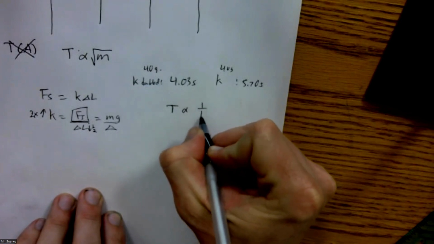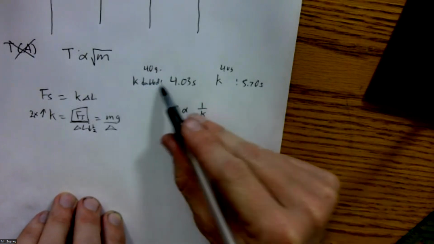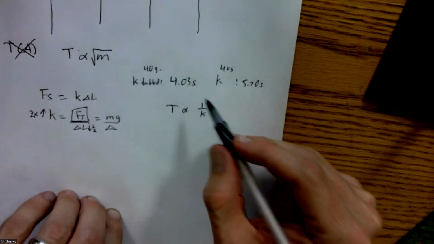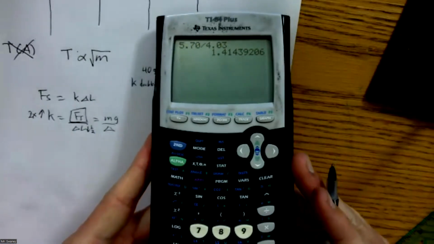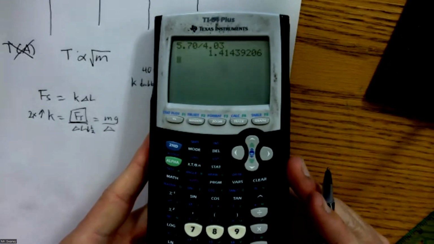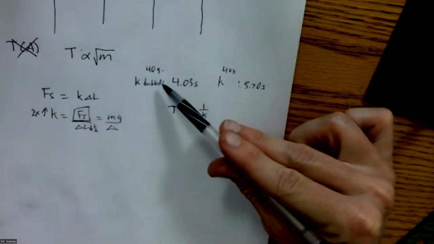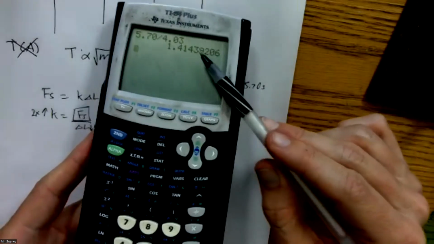So there must be some sort of inverse relationship. So is it cut in half? When K doubles, the time gets cut in half? No, this is nowhere close to half. It's way more than half. Let's figure out what that might be, though. I'm going to take the 5.70 and divide by 4.03. It gives us this number. Ooh, that's a very nice number. What number does that remind you of? When K doubles, the period doesn't get cut in half, but it goes down by this factor.